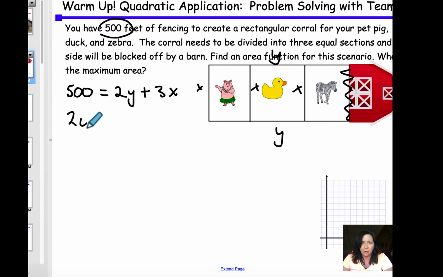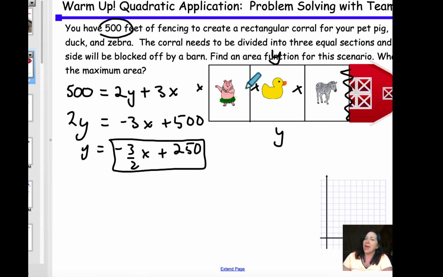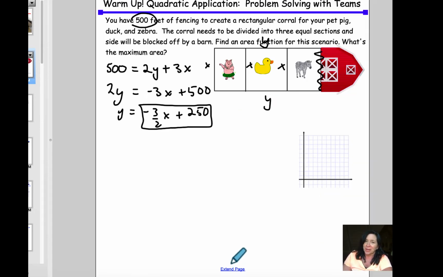I'm going to get 2y is equal to negative 3x plus 500, since I just moved that over to the other side. Dividing by 2, I get y is equal to negative 3 halves x plus 250. So right now, I know what y equals. Now I'm going to plug that into the other equation, which you're like, what other equation? Well, that's the equation for area.